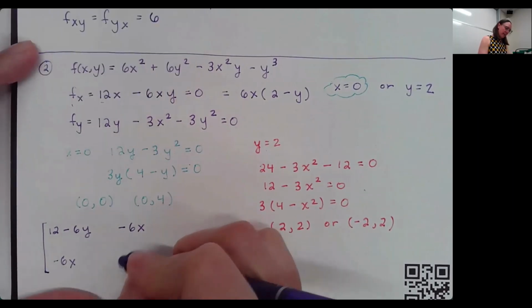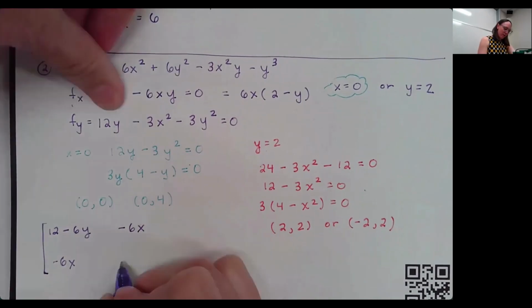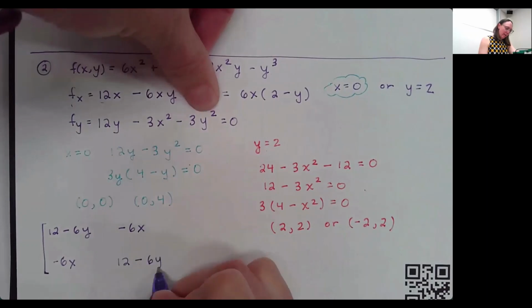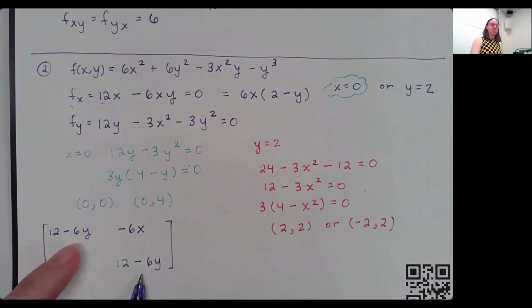With respect to y, I'm going to have 12 minus 6y. I want to point out that it is not exactly a coincidence. I chose the problem, so it's not really a coincidence. But in general, these partial derivatives don't need to match up. It's just the mixed ones.